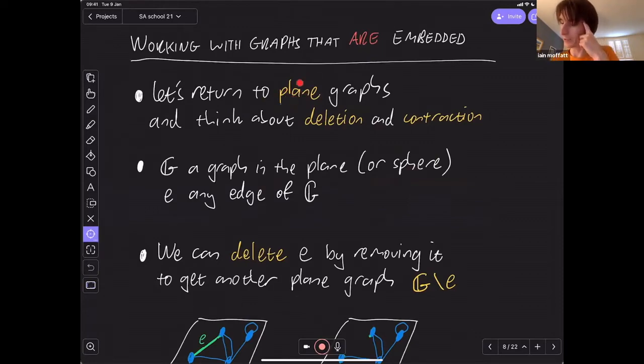So we've got our graphs drawn in the plane, and let's think about our 2 operations of deletion and contraction. I'm going to start off with some graph drawn in the plane, or the sphere, which is more convenient. For my graphs, when they're actually embedded, I'll use this bold G, and for abstract graphs, I'll use the non-bold G. So you can always tell whether I'm talking about a graph or a graph that's actually embedded. And what I'm going to do is take this graph G and pluck some edge from it.